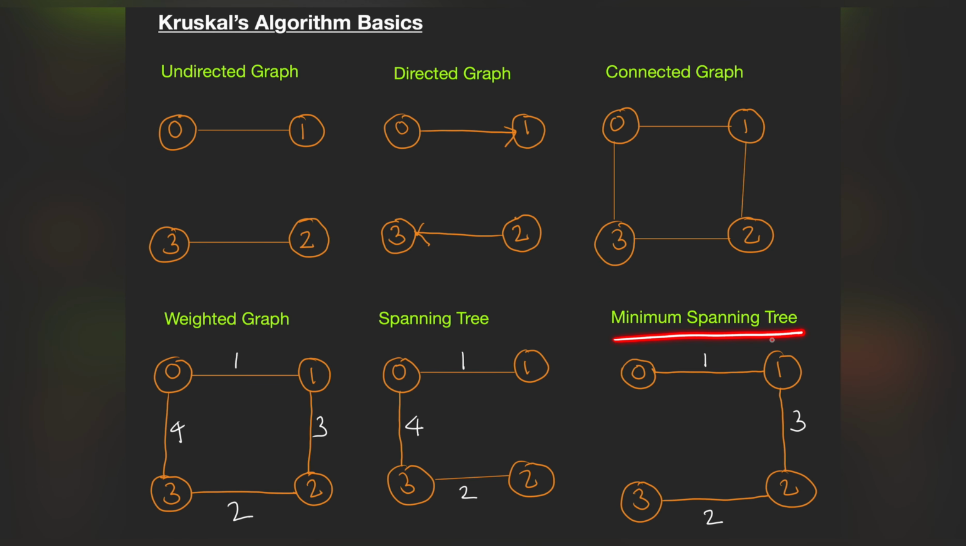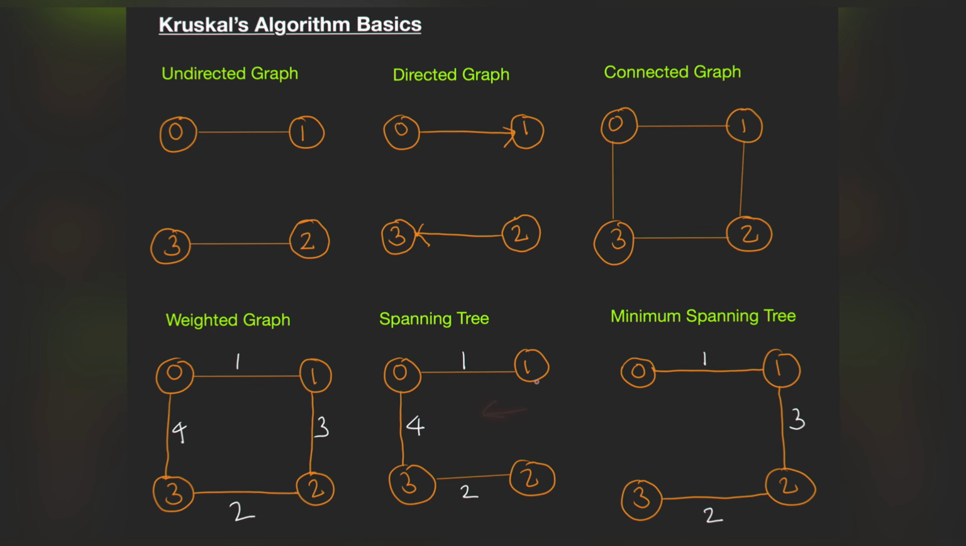A minimum spanning tree is a spanning tree in which the sum of the weights of the edges is as minimum as possible. For example, for this original graph, this will be a minimum spanning tree because the sum of the weights of the edges is minimum in this case as compared to this spanning tree.